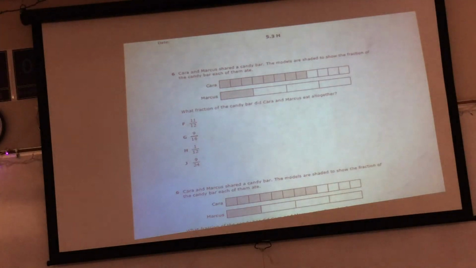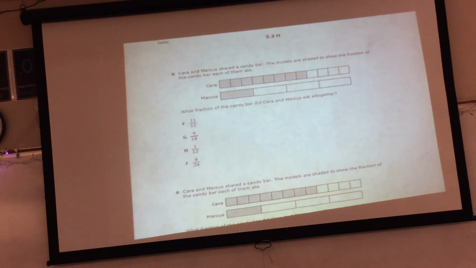Looking at Kara and Marcus, they shared a candy bar. The models are shaded to show the fraction of the candy bar each of them ate. What fraction of the candy bar did Kara and Marcus eat all together? There are two ways you could do this. You could take your fractions, make a ratio table, find a common denominator, and add them up. Or you can draw your lines out like we did in the last problem. Let's use this picture and draw our lines as we practice that right now.